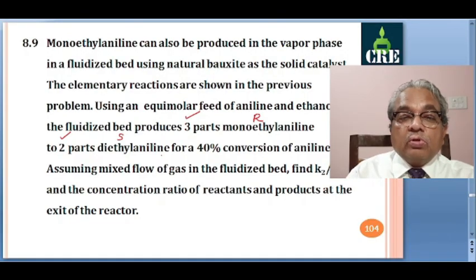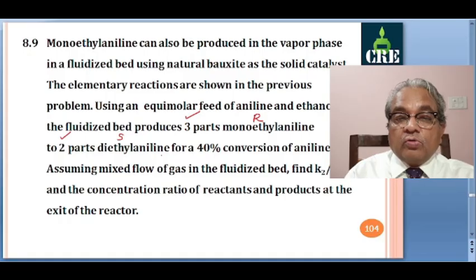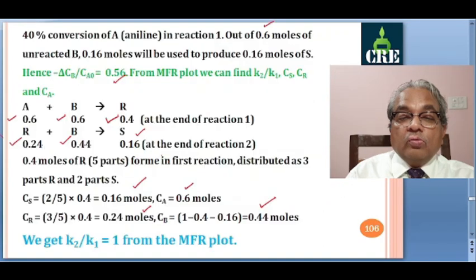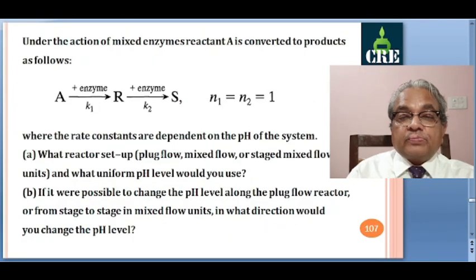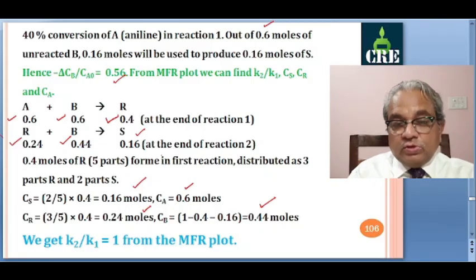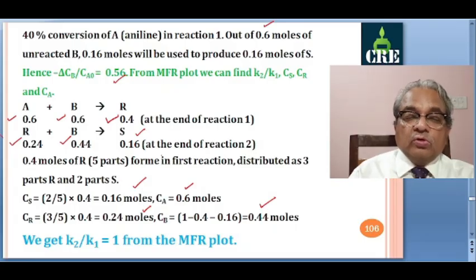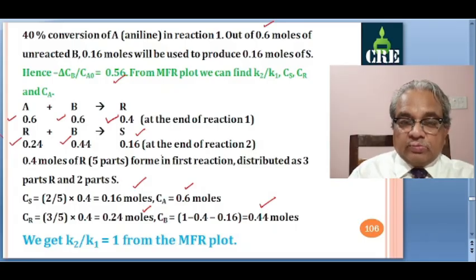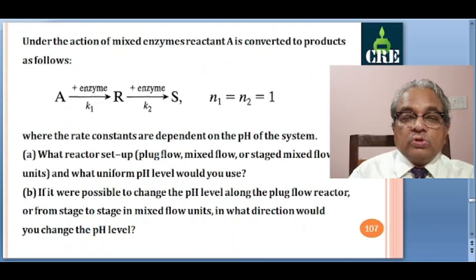So in this case, what was asked is to find K2 by K1 and the concentrations of the reactants and the products, which we have found out. So the concentration ratios we have determined. As long as Ca0 is equal to 1, the concentration ratios Ca by Ca0, Cr by Ca0, Cs by Ca0 remain the same. So this we have reported.